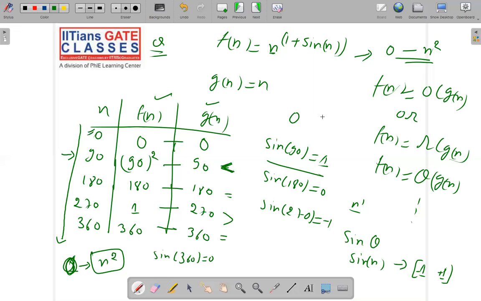It could be 0, it could be n, it could be n square. So it goes like 0, n, or n square, or sometimes 1 also. So 0, 1, n, n square. Against that, the value of Gn will always be n. So how can you state the relation between these two?